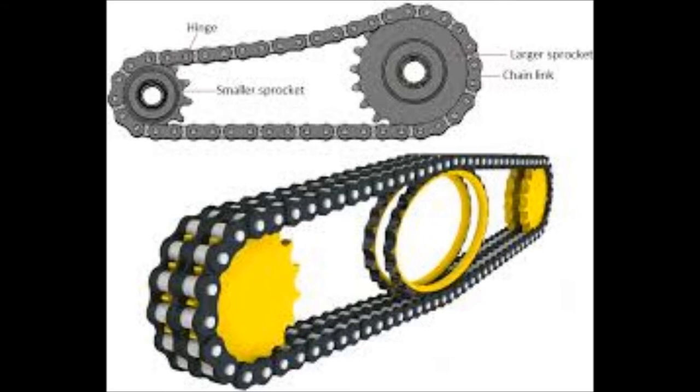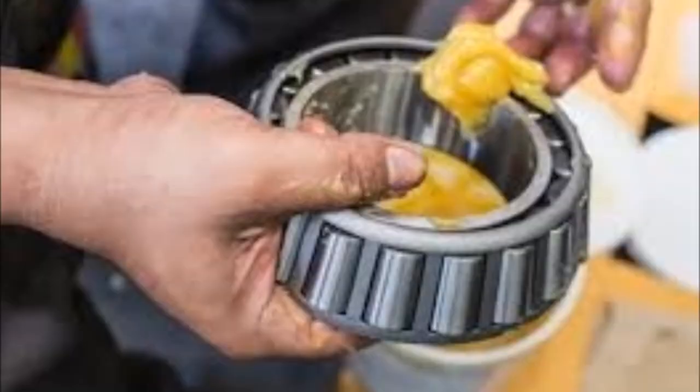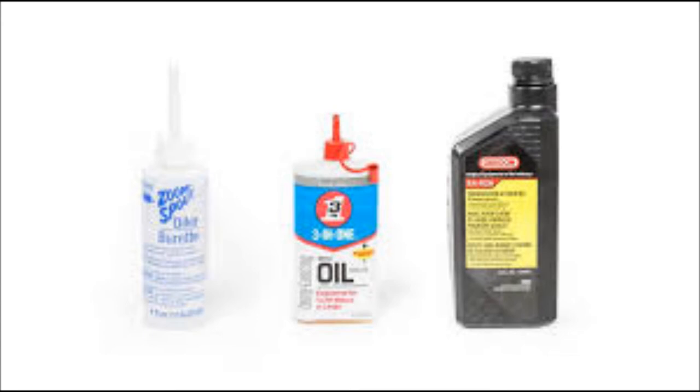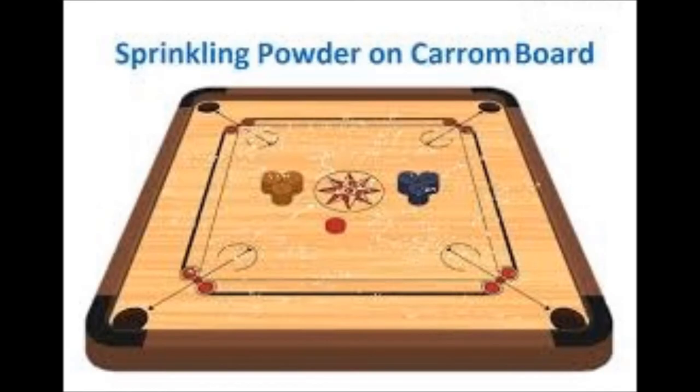increase efficiency. Sometimes the hinges of a door make a rattling noise when we open or close the door, due to increased friction caused by rusting. When a few drops of oil are poured on the hinges of a door, the friction is reduced and the door opens smoothly without making any noise. In fact, we sprinkle fine powder as dry lubricant on the carom board to reduce friction.